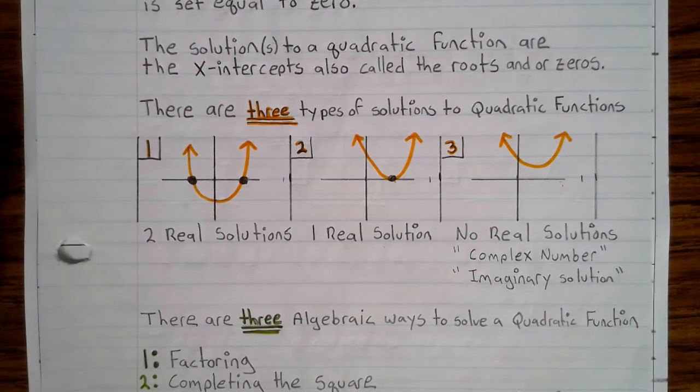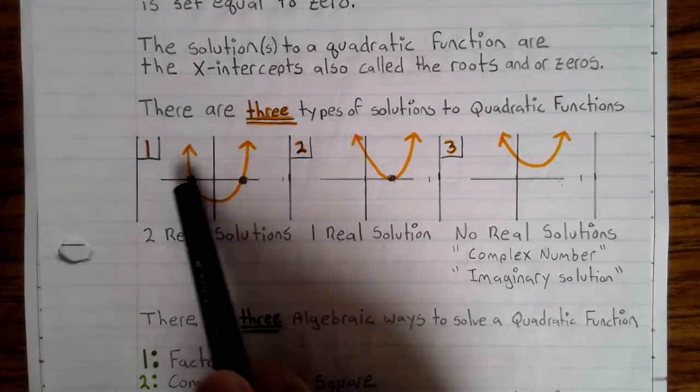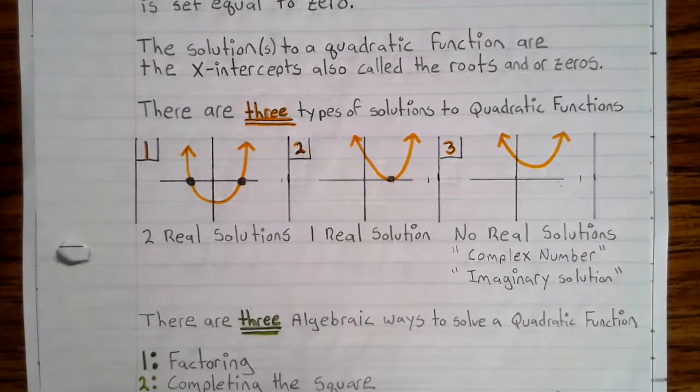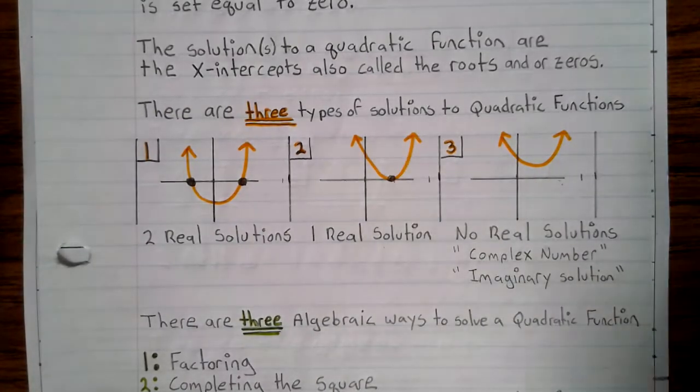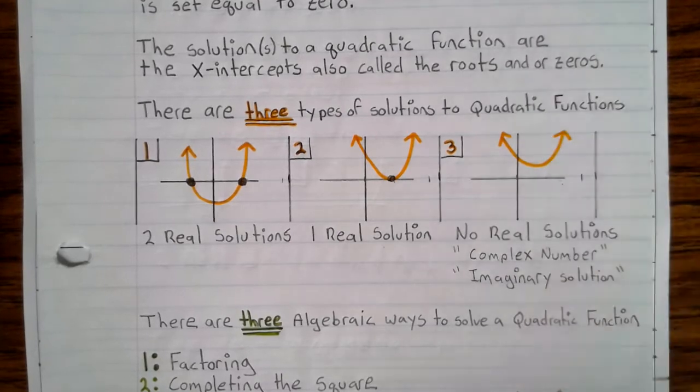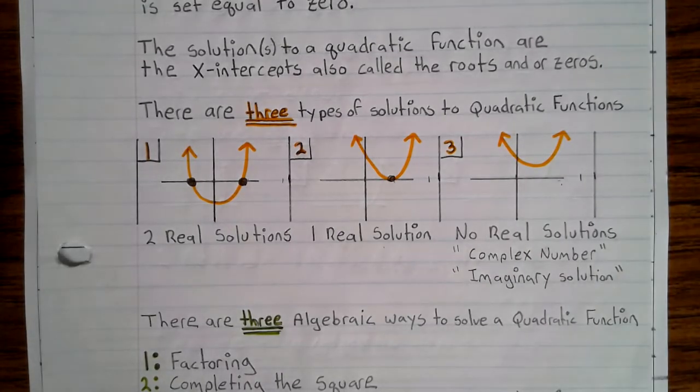There are three types of solutions to a quadratic function. One, when it crosses the x-axis twice, there's two real solutions. Two, when it touches the x-axis once, there's one real solution. And three, when it doesn't touch the x-axis at all, so that's no real solutions, or a complex number or imaginary solution.